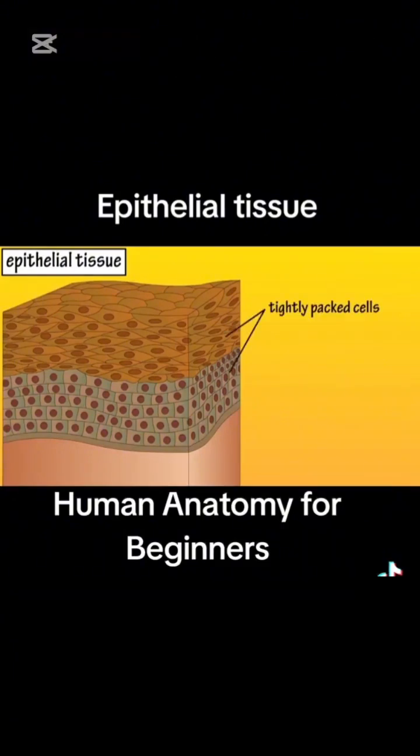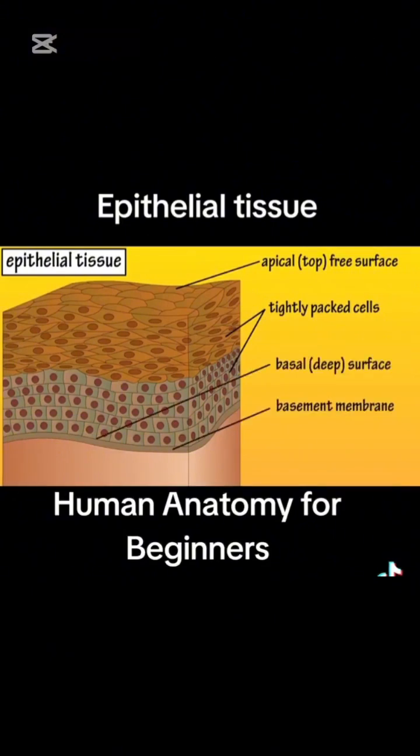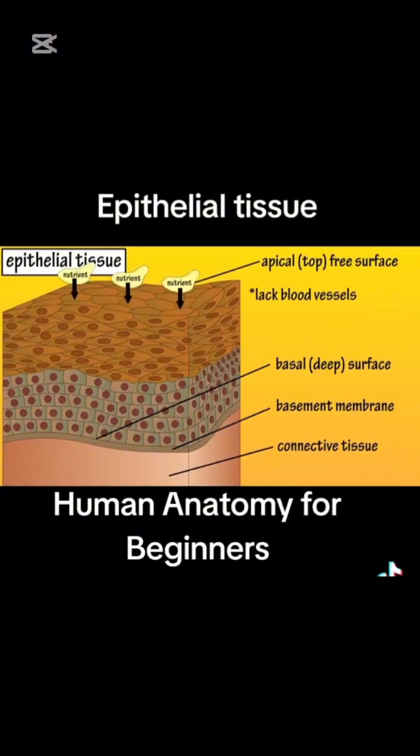Epithelial tissues have some common characteristics. It is comprised of tightly packed cells with very little extracellular space. They also have an apical or free surface that is exposed to an internal body space or the external environment, and a basal or deep surface that is attached to a thin basement membrane which is connected to connective tissue, as you can see here. They also lack blood vessels, which is called avascular, so they get nutrients from their apical free surface or by diffusion across their basal surface from the underlying connective tissue.